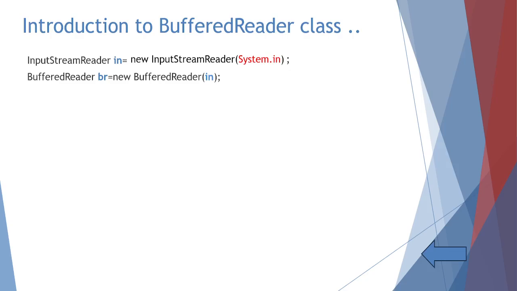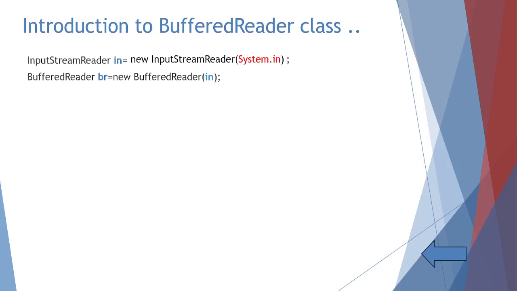System is a class in java.lang. In is an object. System.in refers to the keyboard. So from the keyboard, it takes the byte stream and converts it into a character stream.